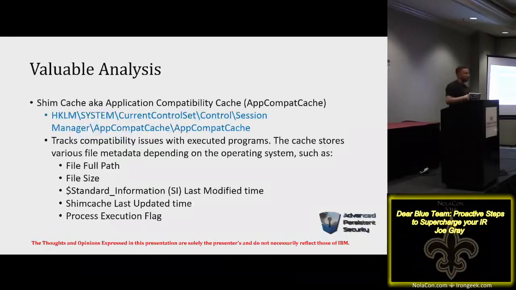Another one, the shim cache, also known as the application compatibility cache. It's going to check the compatibility of applications. You're going to find out when it was run the first time and every time subsequently after that. You're going to find out things like the full path, standard information, process execution flag, all sorts of stuff. Again, this is another gold mine.